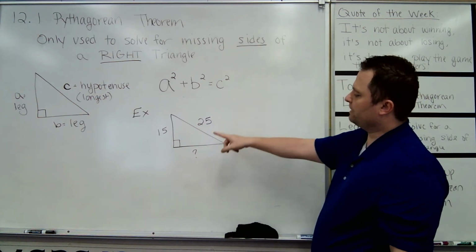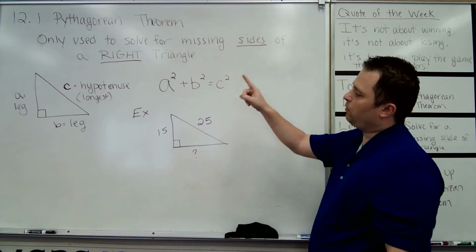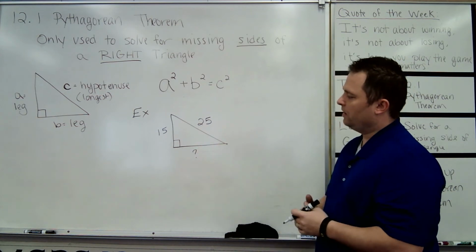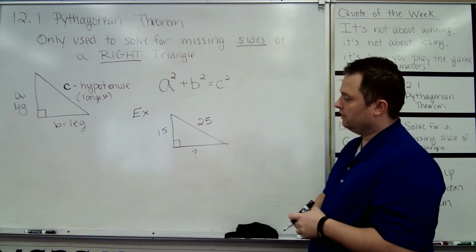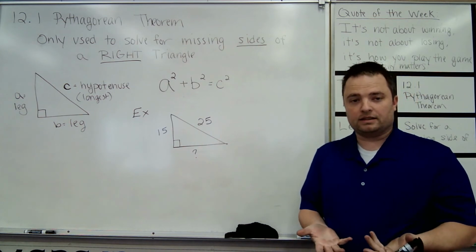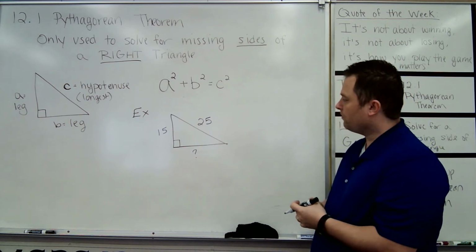The Pythagorean theorem is used for solving a side when I'm missing a side, and it only works in a right triangle. So how can I use the Pythagorean theorem to help me solve for this other side? It's the same exact process, and we'll see what's different.